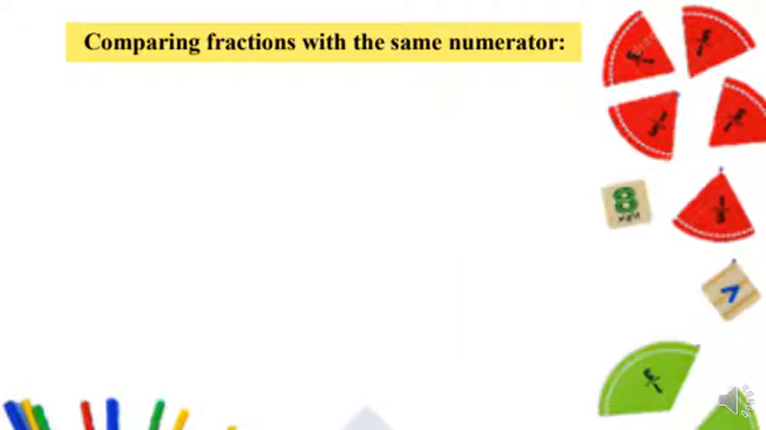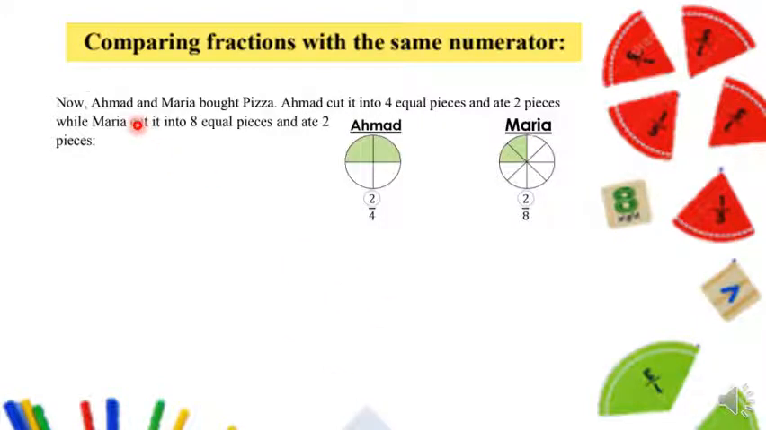Now let's move to the second case, comparing fractions with the same numerator. Now Ahmad and Maria bought pizza. Ahmad cut his own pizza into 4 equal pieces and ate 2 pieces. He ate 2 out of 4, as you can see here. While Maria cut her own pizza into 8 equal pieces and ate 2 out of 8.